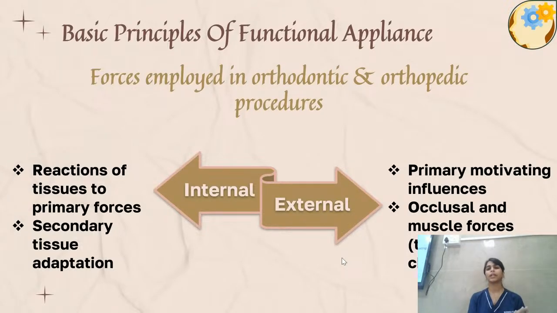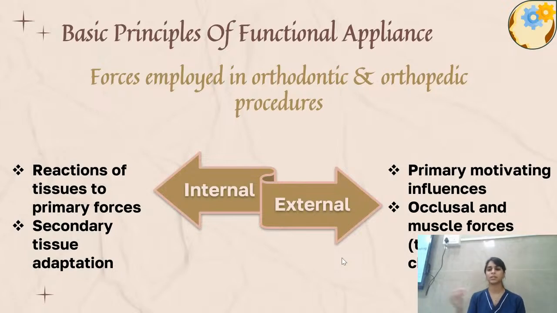So there are majorly two types of forces, external forces and internal forces. External forces are primary motivating forces. These are the forces that are produced by the occlusal and muscle forces of lip, tongue, and cheek. Now, these forces form the external load, and then in response to this external load, our tissue reacts, and these are called internal forces. So these internal forces then lead to secondary tissue adaptation.